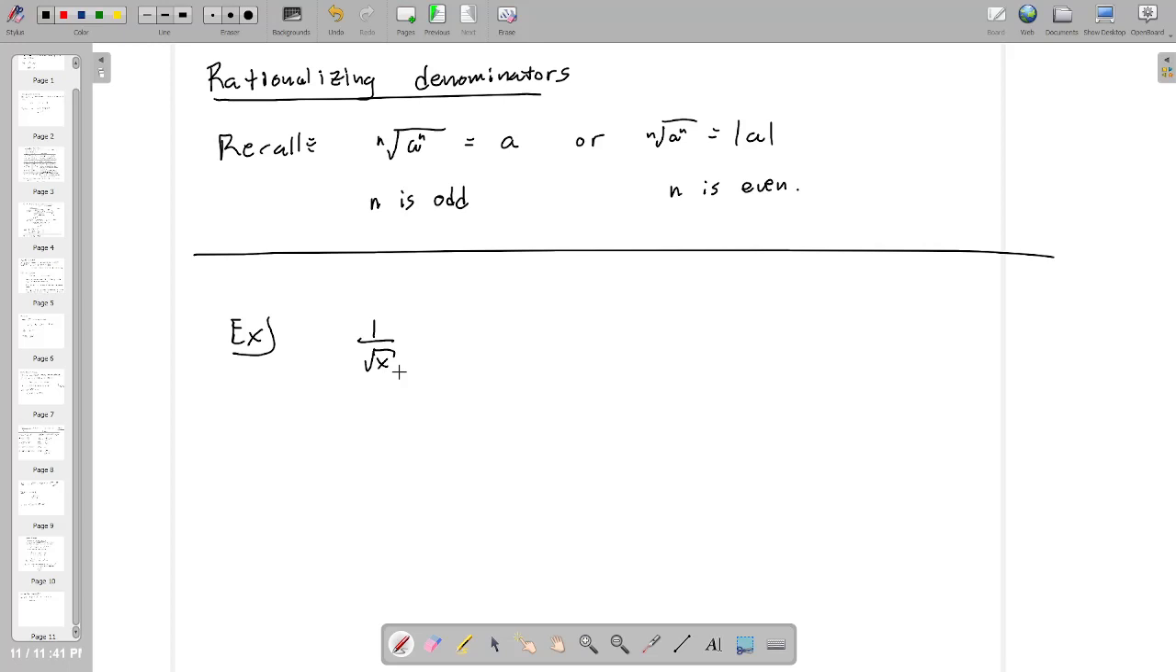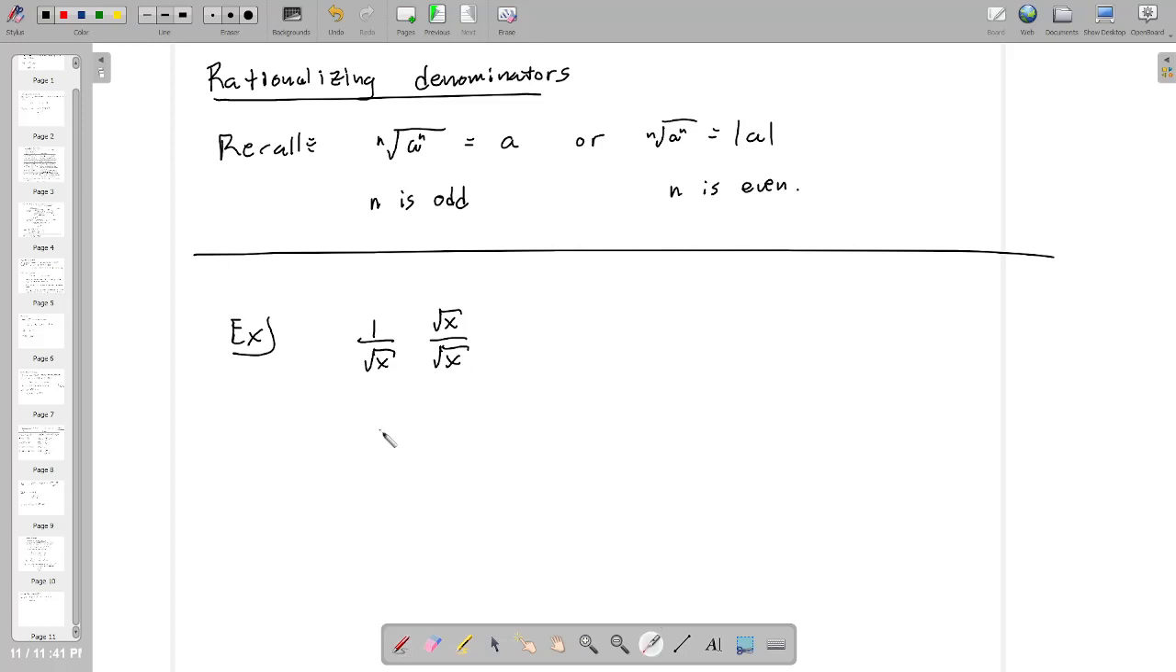Well, we can multiply by a form of 1. Remember, when you multiply a number by 1, because 1 is the multiplicative identity, it doesn't change the value of the problem. So we are always welcome to multiply a number by 1. It's not always necessary, but in this case, that's what we're going to do. So we're going to multiply by the square root of x over the square root of x.